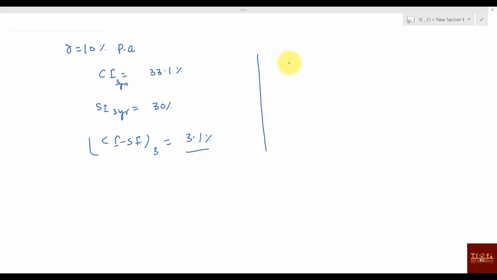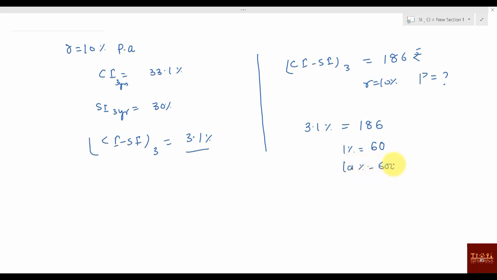Now let's solve one question of CGL mains. It came in 2015. CI minus SI for 3 years is given as 186 rupees. Find the principal when the rate of interest is 10%. You know that CI minus SI for 3 years is 3.1%. So 3.1% is given as 186. This is 60. 1% value is 60, right? So 100% value will be 6,000.